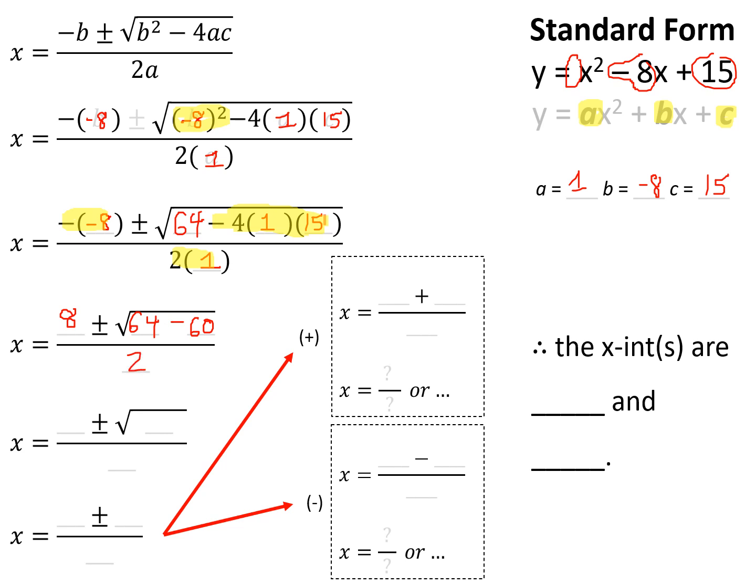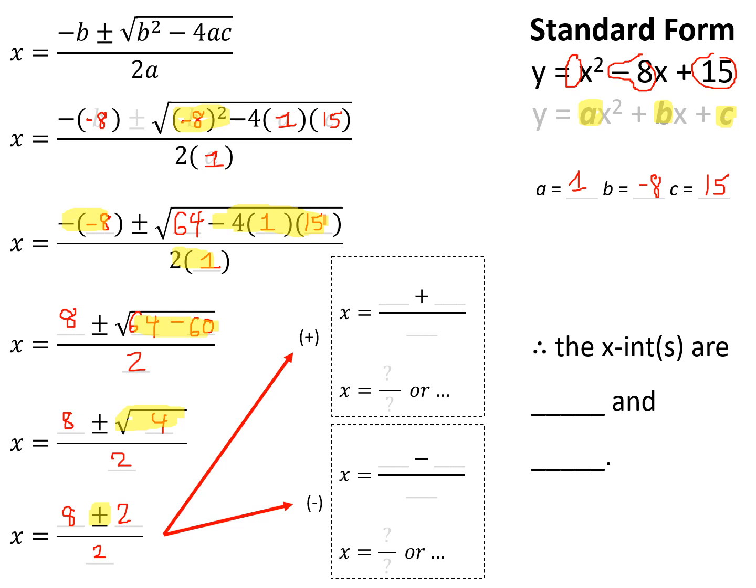Next, we're going to simplify this under the square root. So 64 subtract 60 becomes 4. Everything else stays exactly the same. Next, we're going to take the square root of 4. And if you recall, when you take the square root of a number, there's a positive and negative answer. So the square root of 4 is positive or minus or negative 2. The 8 and the 2 stay exactly the same. That's where this little symbol comes from, this plus or minus.